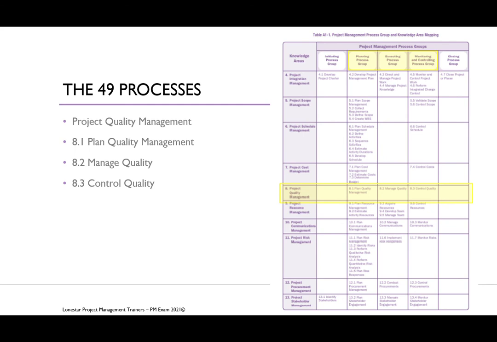So again, we're talking about those 49 processes. Specifically, we're talking about 8.2, manage quality, and 8.3, control quality.